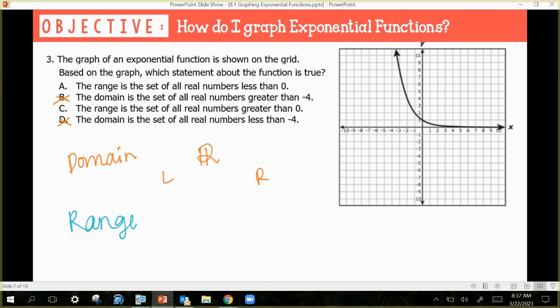All right, range. I know that is bottom to top. And I can look at my asymptote, that new word that we learned today. This is where it's flattening off. So if I draw my asymptote, it's going to be at y equals 0. It says the range is less than 0 or greater than 0. My graph is above my asymptote line. So would that be less than or greater than? Greater than. So your answer is C.